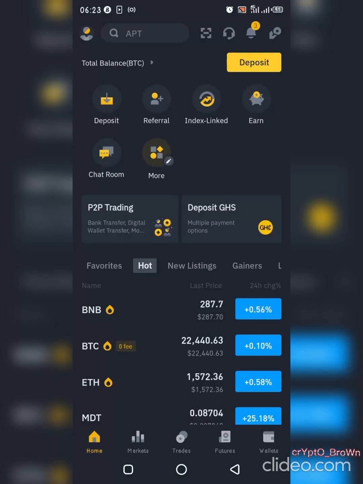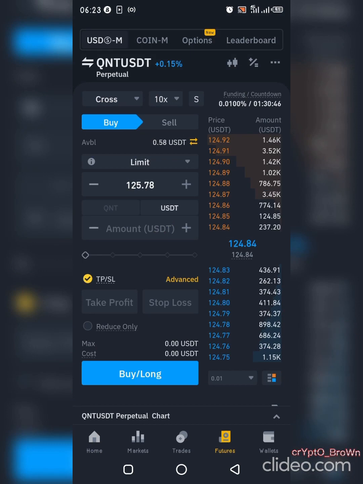So the first thing that we are going to do when we come into our Binance application is go to the futures tab right here. If you do not know how to navigate the Binance mobile app, I have a video in the description below, so you can check the video on it.